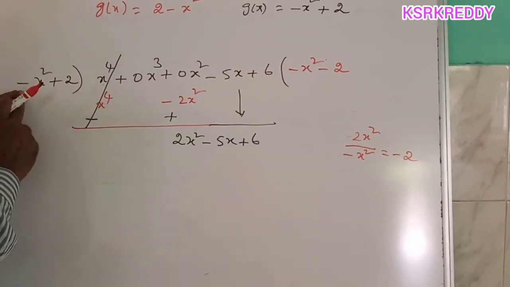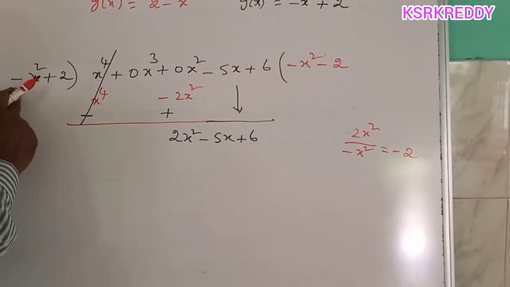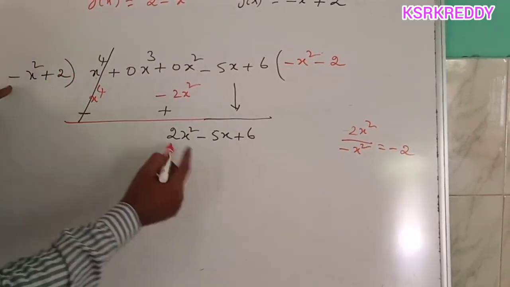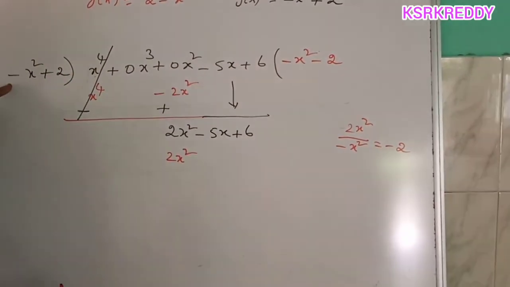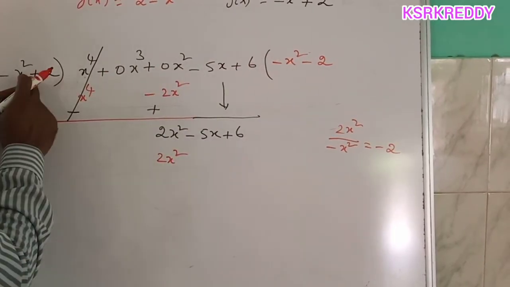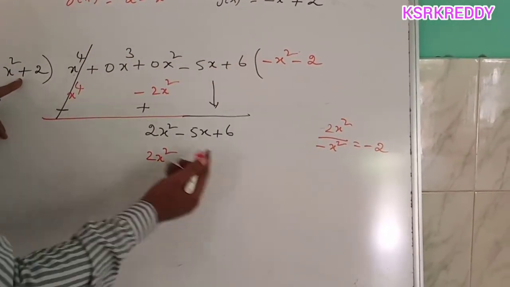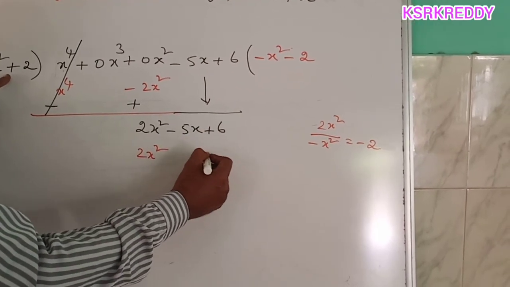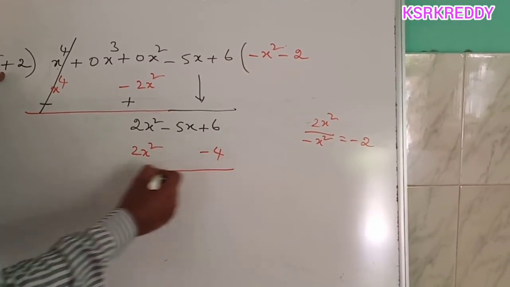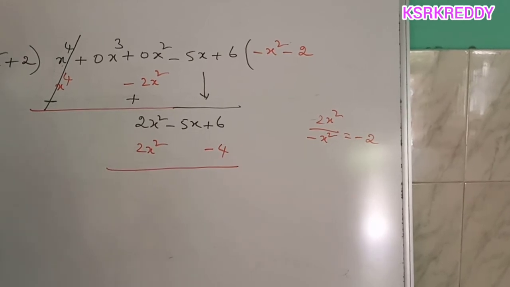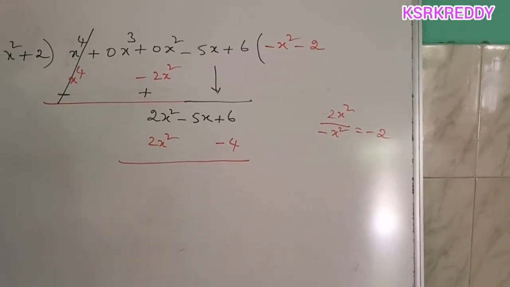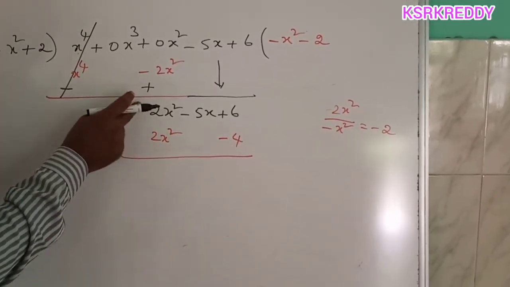Minus into plus, minus into minus, plus 2 into x square, plus 2x square. Minus into plus, minus into plus, minus 2 times 2 is 4. Here the constant is... what is that? Minus 4. Then subtract that second polynomial from the first.